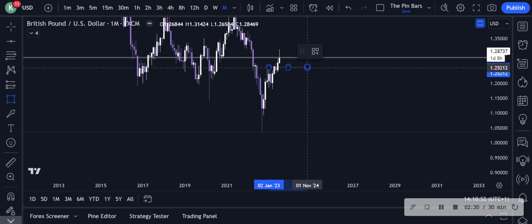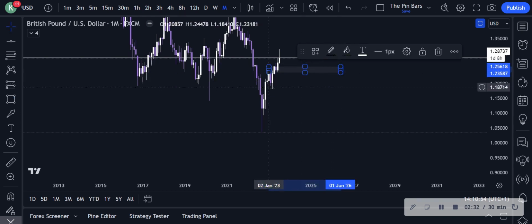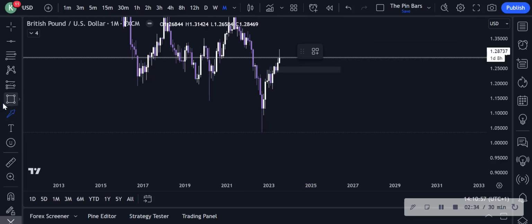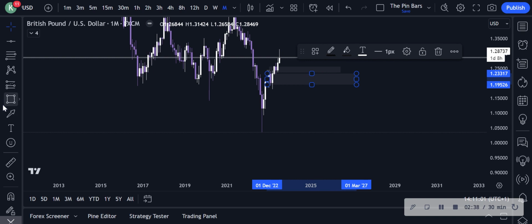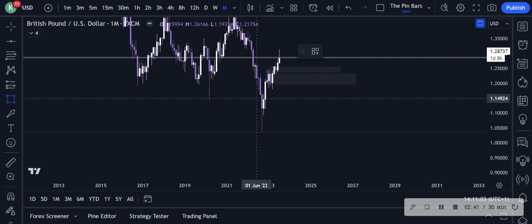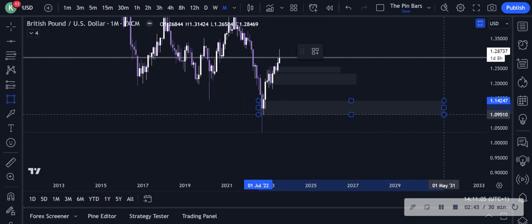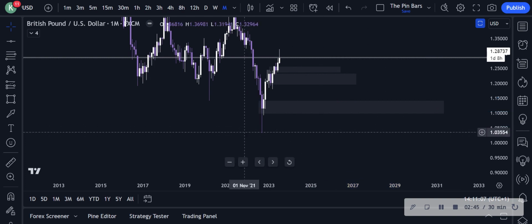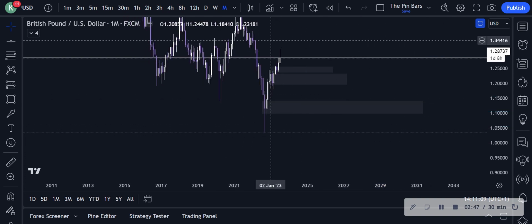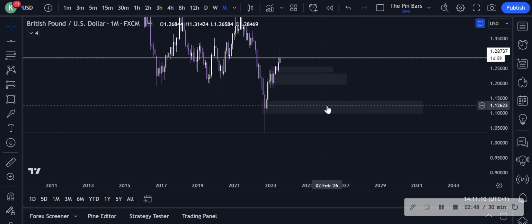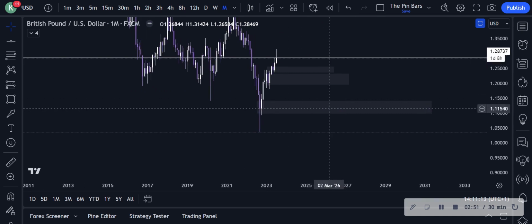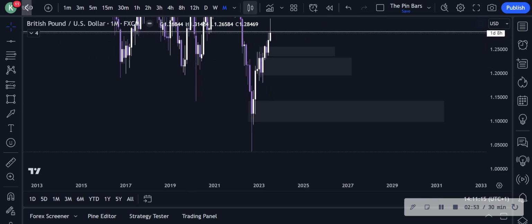So we've got a zone right here. These are all mini zones, and then obviously we've got another zone right here, and right at the bottom, this whole area here, possibly until this week. So these will be the areas of take profits or areas of interest. I think price could come down to. Okay, this is on a monthly.